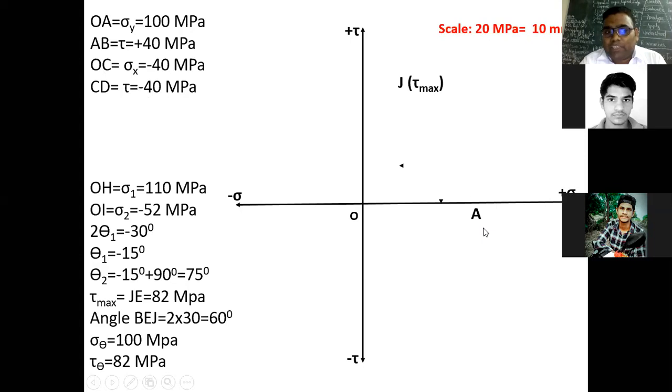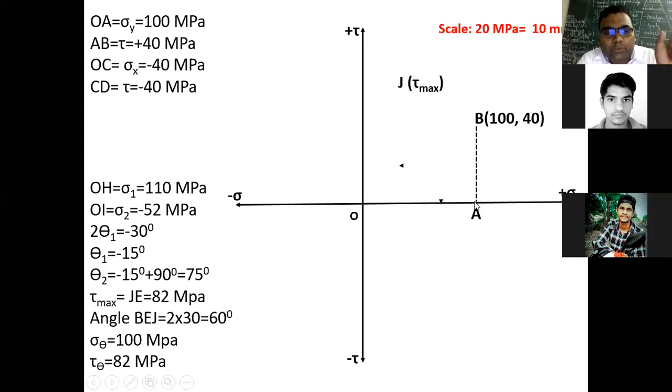Then what is the next step? We have to take this shear stress. According to this scale it will be a 2 centimeter line, in the positive direction, because 40 megapascal is positive. Positive means above the x-axis. So next, this distance is 2 centimeter. So this is a 2 centimeter line.